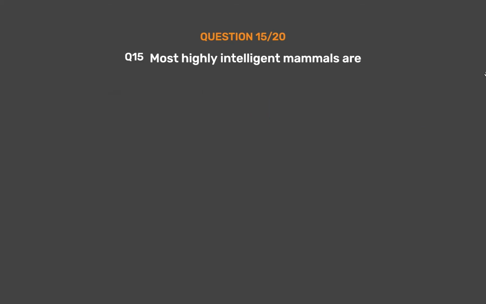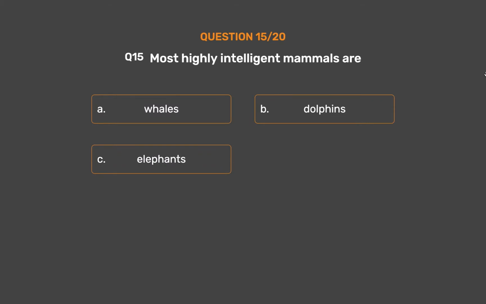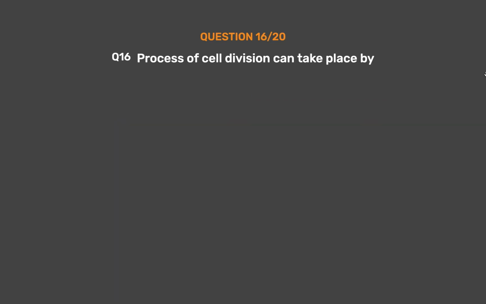Question number 15. Most highly intelligent mammals are option A. Whales. Option B. Dolphins. Option C. Elephants. Option D. Kangaroos. The correct answer is option B. Dolphins. Question number 16. Process of cell division can take place by option A.